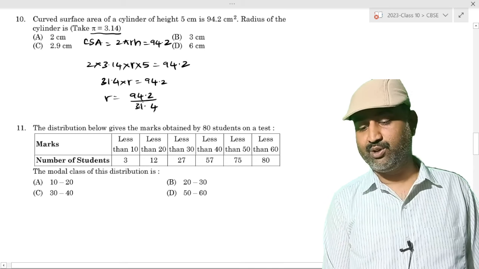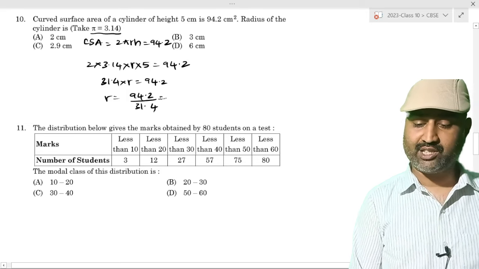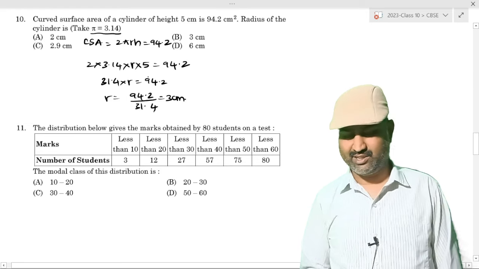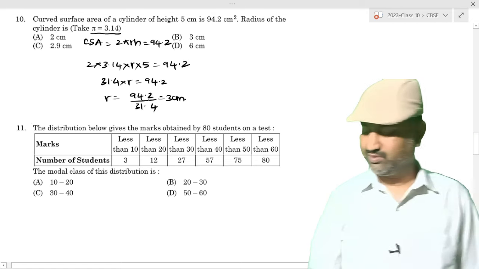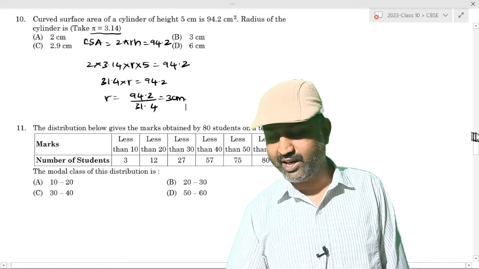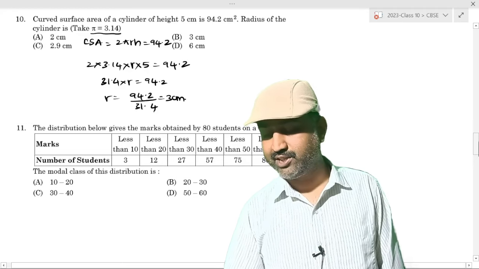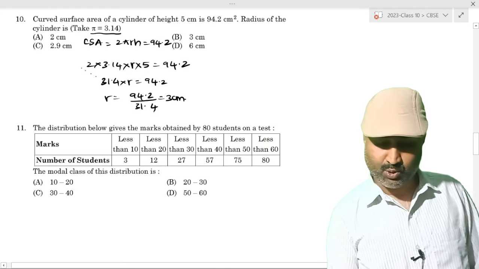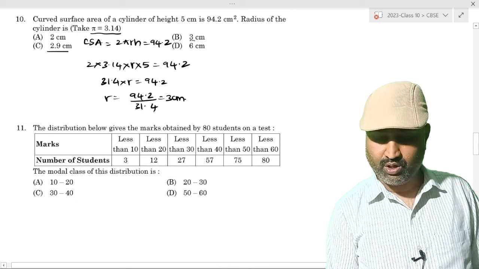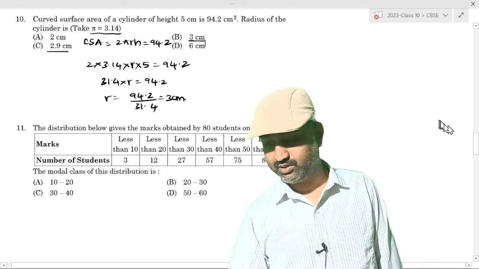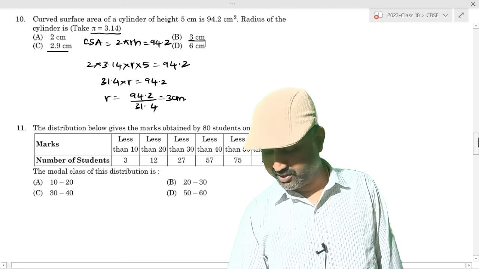14 3s are 42, 31 3s are 93. Therefore, R is 3 centimeter, right? So approximately 90 by 30 is 3. You can approximate it and find the answer here, but don't waste too much time on division. But since the options are very close, try to divide it and find the answer. R is 3 centimeter here.